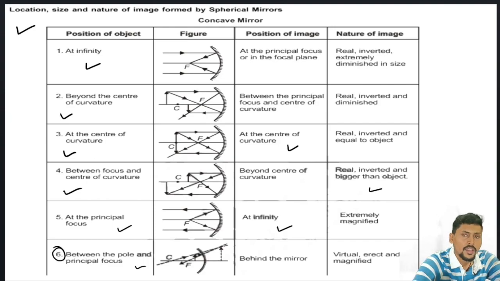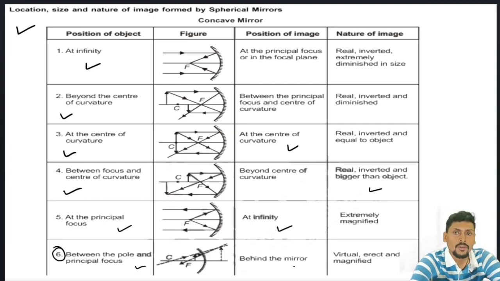So remember that concave mirror can produce both real image and virtual image, and only under one condition the concave mirror produces virtual image, when the object lies between pole and the principal focus. The image is formed behind the mirror. So remember that in case of mirror, whether it is a convex mirror or concave mirror, a virtual image is always formed behind the mirror.